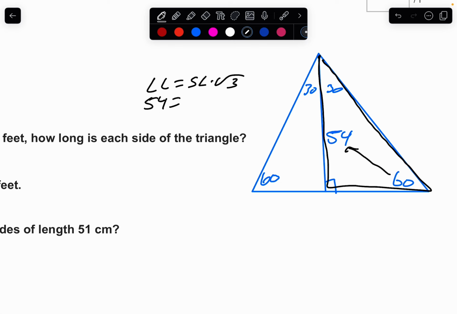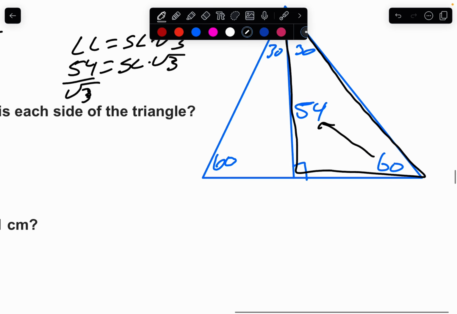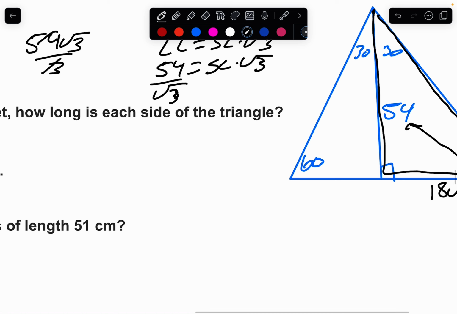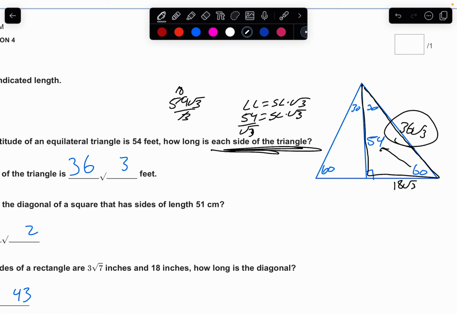So 54 equals the short leg times root 3. So you need to divide off the root 3. I'm hoping we're getting to the point where we know that this is 54 root 3 over 3, which would be the short leg. That'd be this part. This would be 18 root 3, right? 54 divided by 3 is 18. So that's 18 root 3, which would make the hypotenuse 36 root 3, which is the side of the triangle.